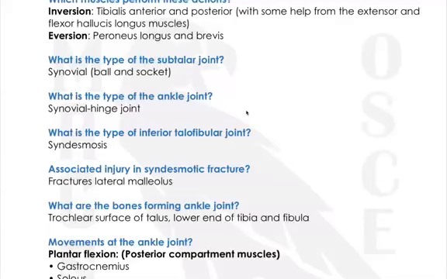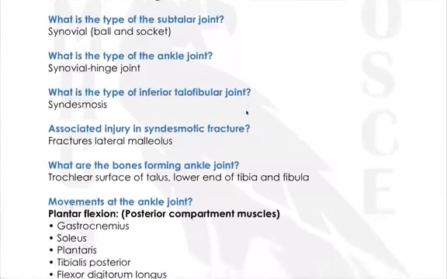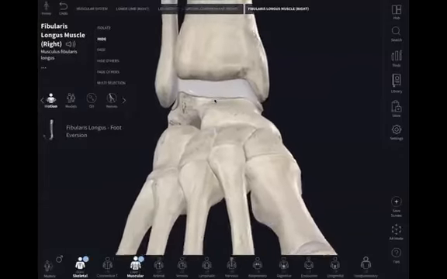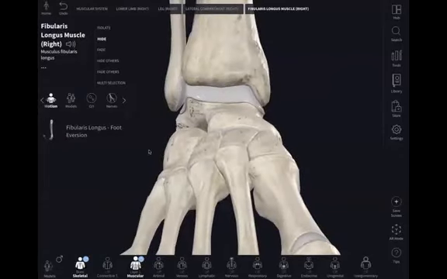What will be the associated injury? If there is a lateral malleolar fracture, then there will be an injury to the syndesmosis. Sir, is this the Weber fracture? You don't need to classify the Weber in part D. That's for part A only. But you are correct. What are the bones forming the ankle joint? Tibia, fibula, and talus. Yes.